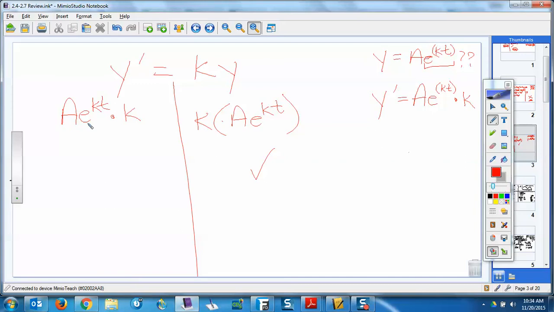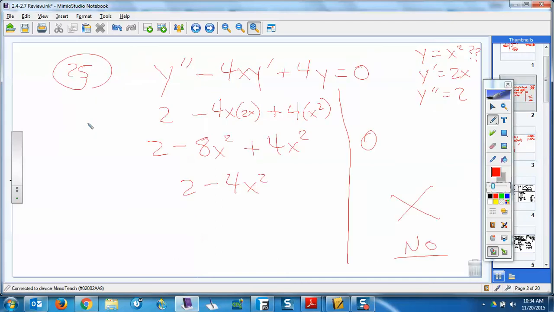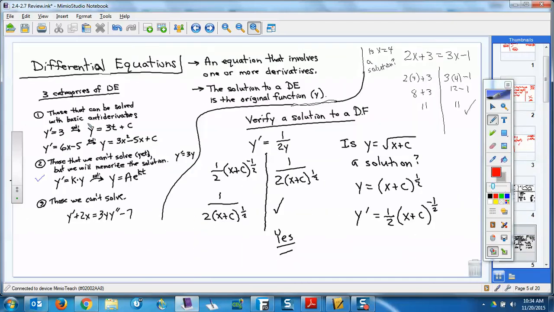Now, we don't know where it came from. It makes sense that it is. We verified that it is, but we have no idea how to solve this. If I just gave you y prime equals ky or one of these differential equations, we wouldn't know how to get the y, right? The only ones we know how to do that on would be the very simplest ones.